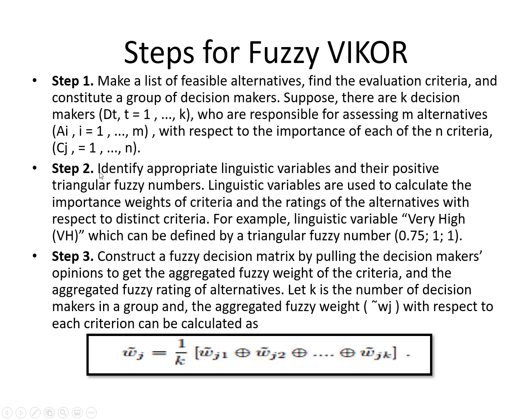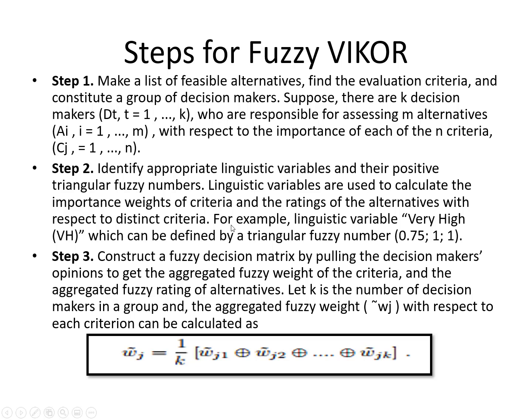In step 2, which is much more similar to what we have already discussed in AHP and TOPSIS, we identify appropriate linguistic variables and their positive triangular fuzzy numbers. Let's suppose that in the fuzzy setting, one decision maker says very good, another says good, and the third says not good. Now we need to transform these linguistic variables into quantitative fuzzy numbers.